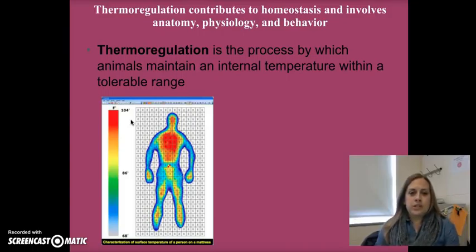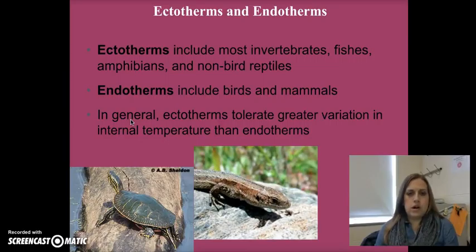So that's a pretty fitting example, because as animals, thermoregulation is going to be really important. So thermoregulation, which is how we regulate our own internal temperature, contributes to homeostasis, and it involves anatomy, physiology, as well as behavior. And so again, thermoregulation is how animals maintain an internal temperature within what's considered a tolerable range, so we don't get too hot or too cold. So ectotherms, including most invertebrates, fishes, amphibians, and non-bird reptiles. And then we've got endotherms that include birds and mammals.